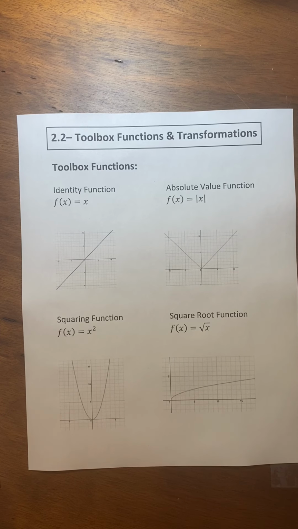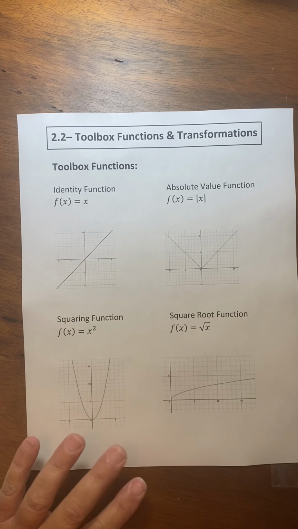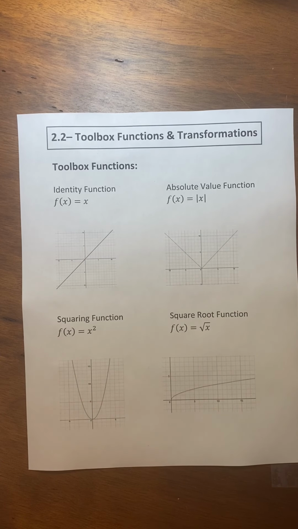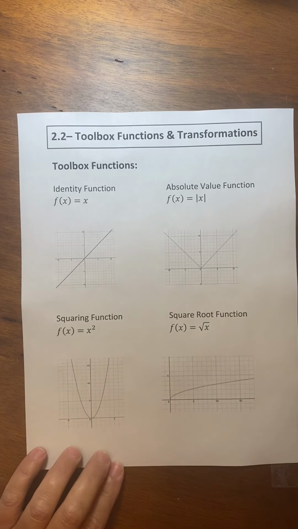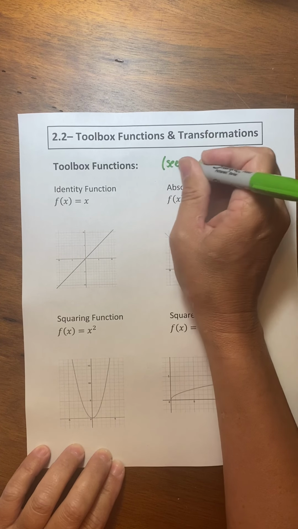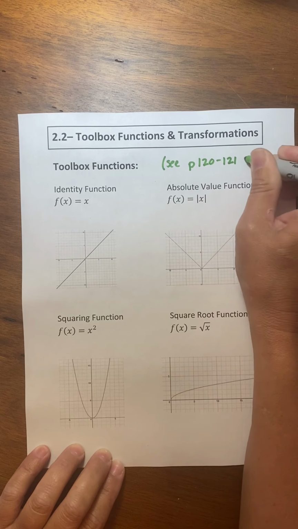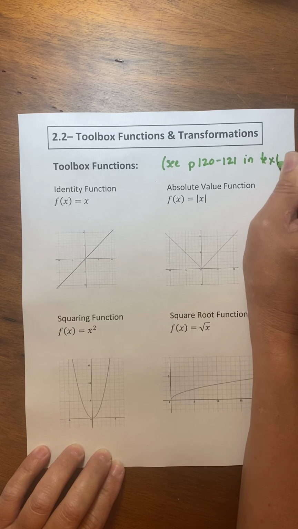Just a friendly reminder that this Chapter 2 material is a review of your college algebra, so I will be going through it quickly. If you have any questions, be sure to bring them to our Zoom meetings. You are expected to be able to recognize and identify our toolbox functions. So these are just basic functions. You can see pages 120, I think 120 and 121 in your textbook for more details.